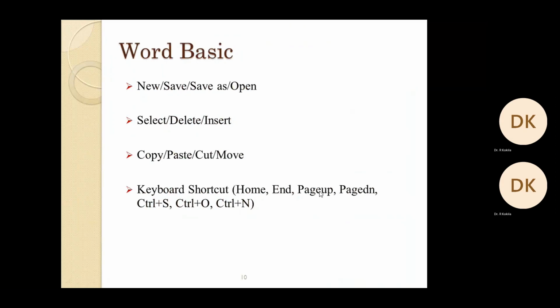Other keyboard shortcuts: Control S is used for saving. Control O is to open a document. Control N is for creating a new document.